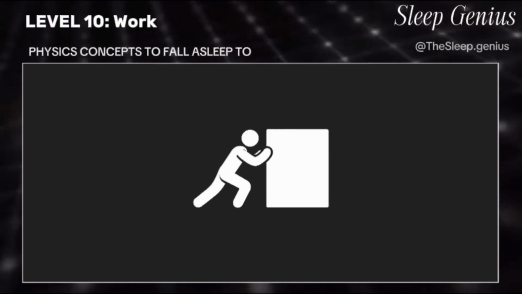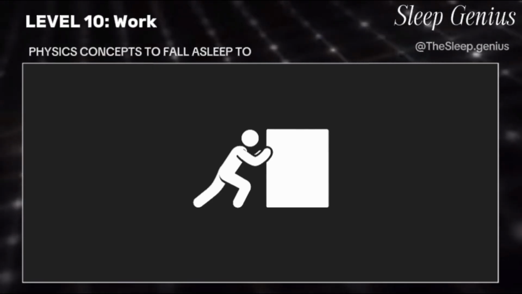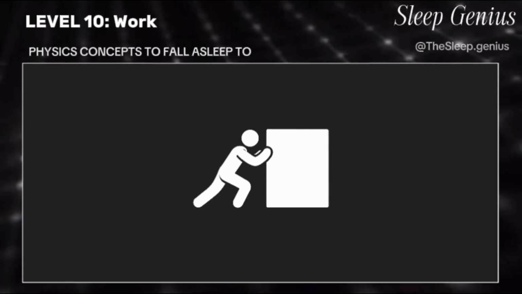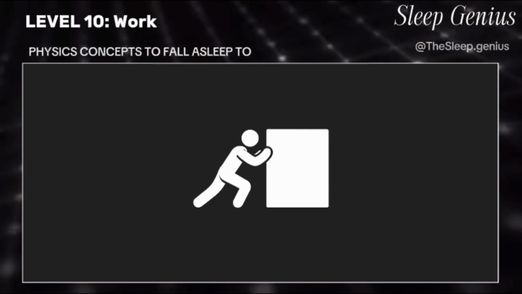Work is done when a force is applied to an object and the object moves in the direction of the force. It is a way of transferring energy from one body to another. The amount of work done is calculated as the product of the force and the distance moved in the direction of the force. If the force and movement are not in the same direction, only the component of force along the movement counts. Work measures how much energy is used to move an object.